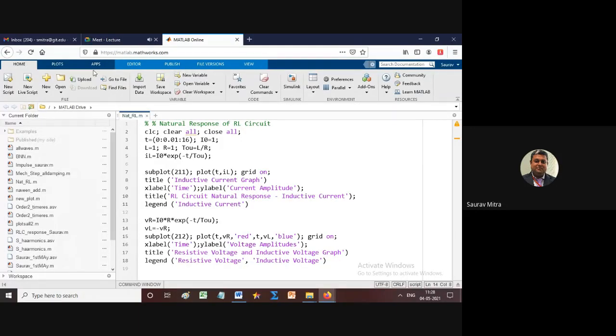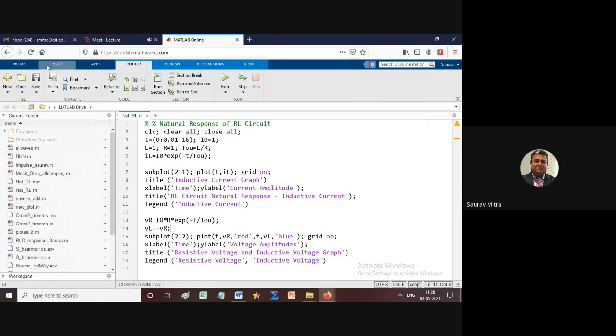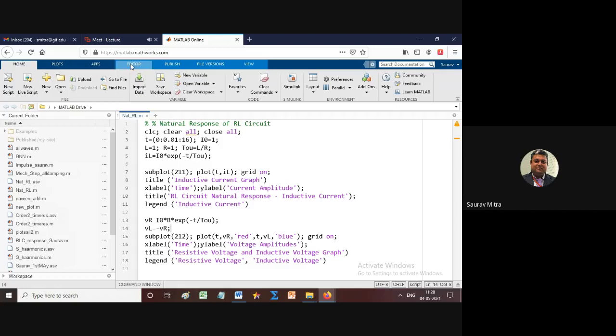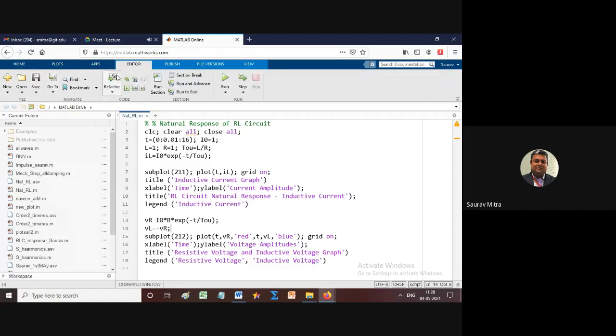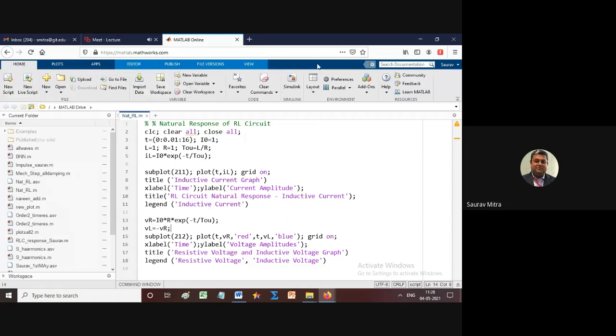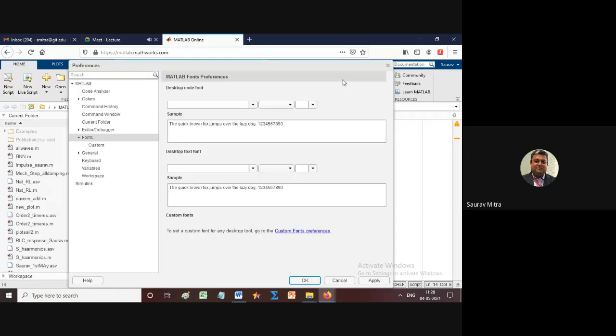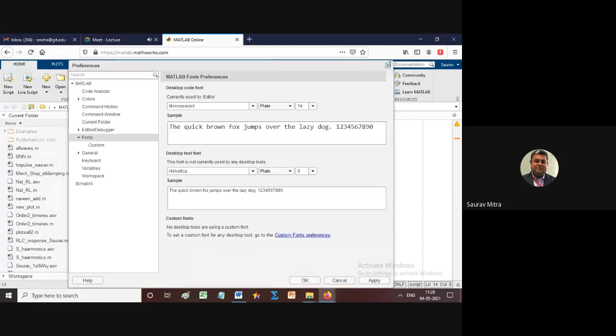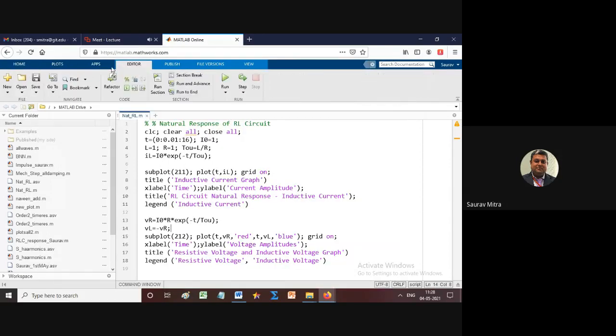Now I'll just save it. To do that, you have to come to the editor. One is home, another is editor. All the run commands and everything are there in the editor. I went to home because I wanted to change the size of the font. That I have done. Now I have come to the editor and I have saved it, and then I will run it.